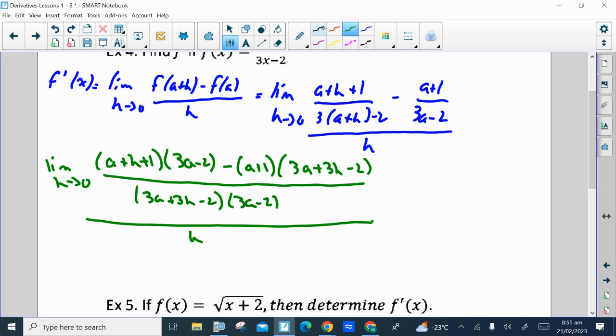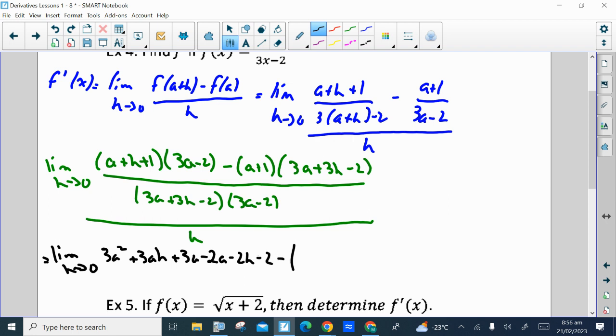So here we go. We've got to multiply all this out. It's the limit as h approaches 0. So on top, using the distributive property, all three terms in the first bracket are multiplied by the 3a and then by the minus 2. First multiplying all three terms by the 3a, that'll give me 3a squared plus 3ah plus 3a. Then everything by negative 2: negative 2a, negative 2h, negative 2. Minus.